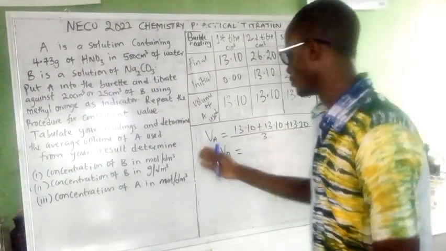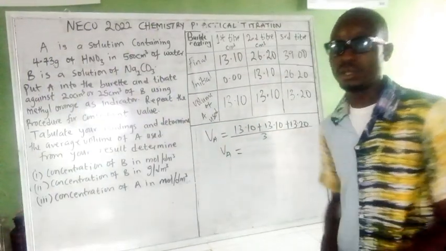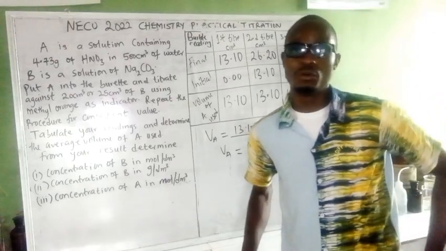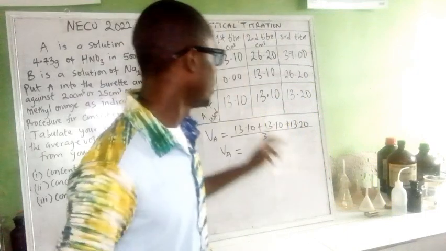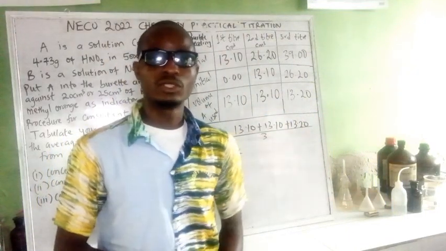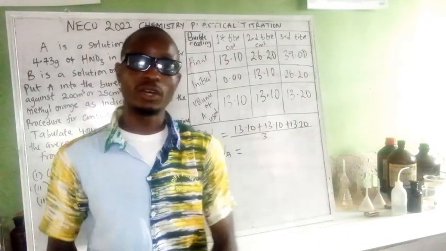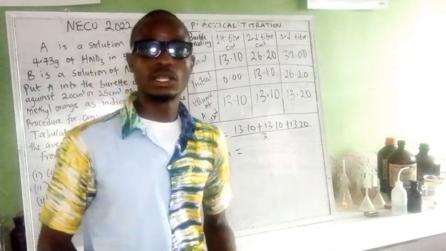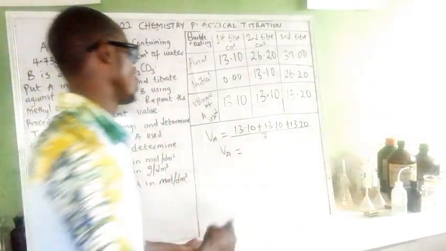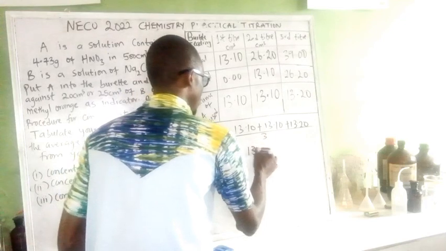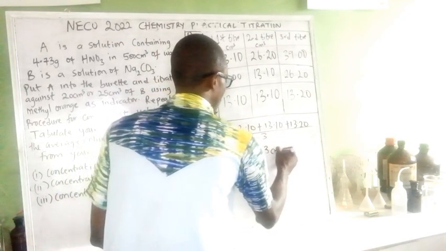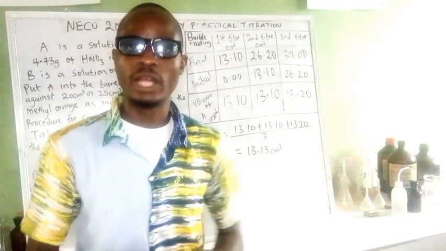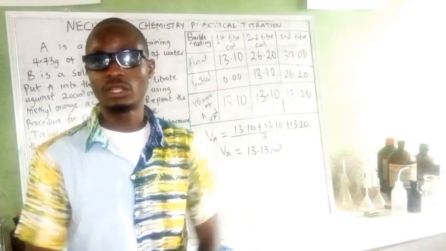Now we are going to calculate our VA, which is the average volume of acid used. To do that, we add the three values of the titer, that is the volume of A used in the 3 of them, and divide by 3. By doing that, I got 13.13. So which means our VA is 13.13 centimeter cubed. Having done that, the next thing is to go for the remaining calculation.